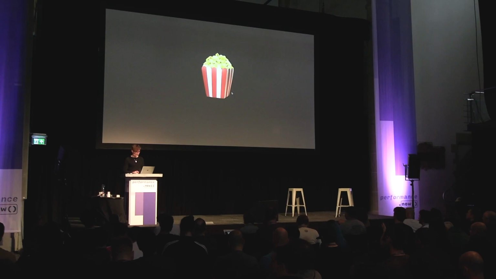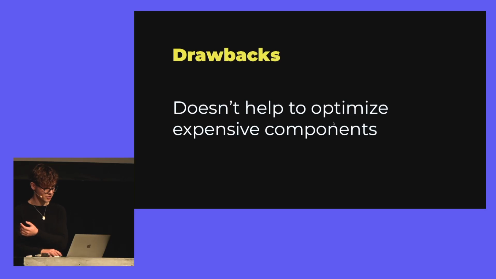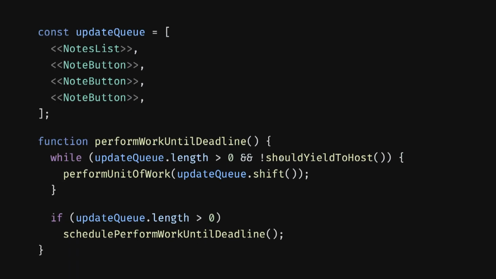So there's also a third drawback or pitfall. React concurrency doesn't help to optimize expensive components. If you look at React's primary rendering loop again, you'll notice that the shouldYieldToHost function, the function that checks when React needs to give the control back to the browser, it's only called after every render. So the performUnitOfWork function takes one component from the queue and renders it. And after that, React checks whether it should return the control back to the browser.